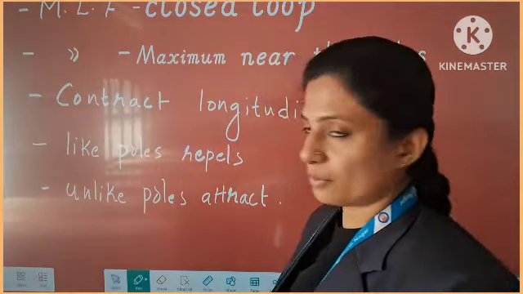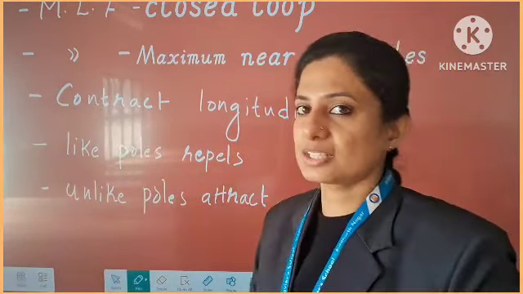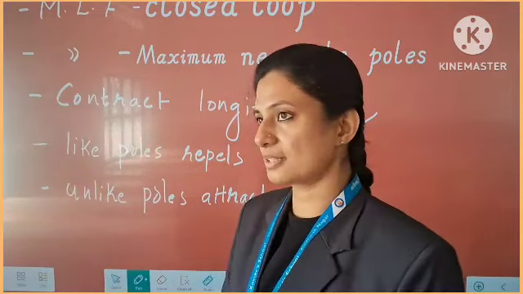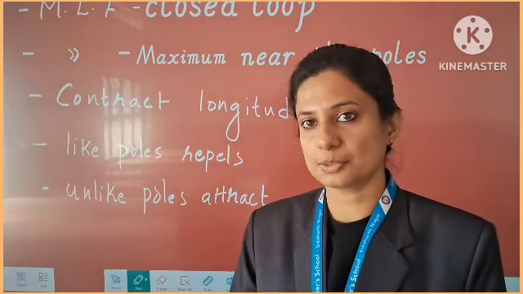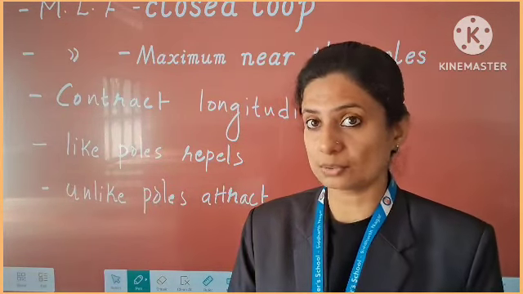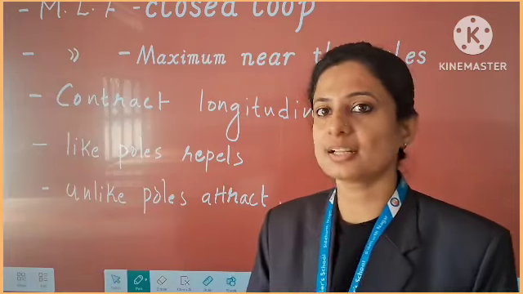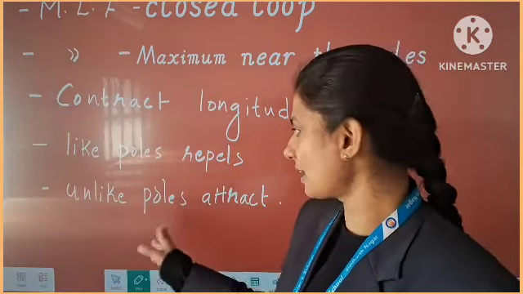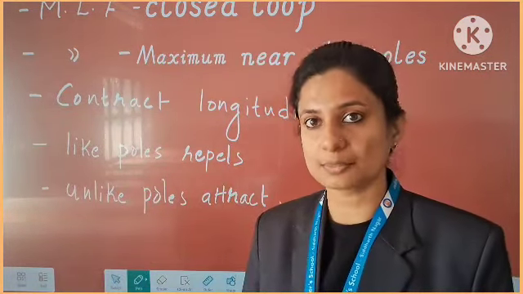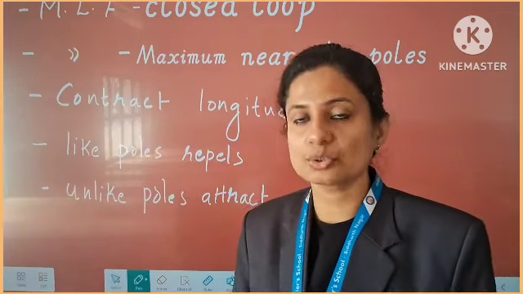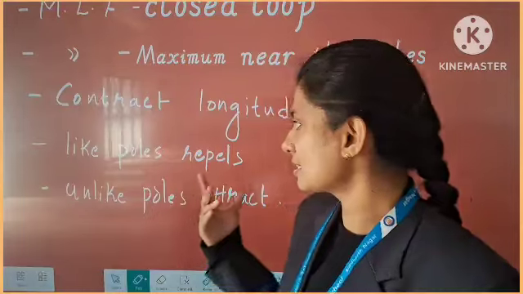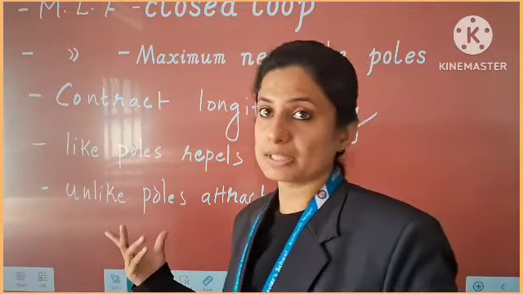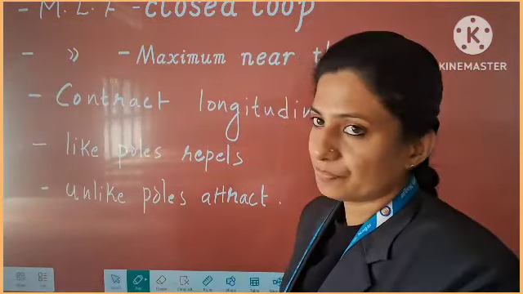Next is like poles. This is about attraction and repulsion. As we already said, there are two poles, the north pole and the south pole. If north and north, the same poles, that means like poles, come together, they will repel. Or south and south, that is also like poles, they will repel. Next is unlike poles. Considering two magnets, if north and south come together, they will attract. So this is about the major properties of a magnet.